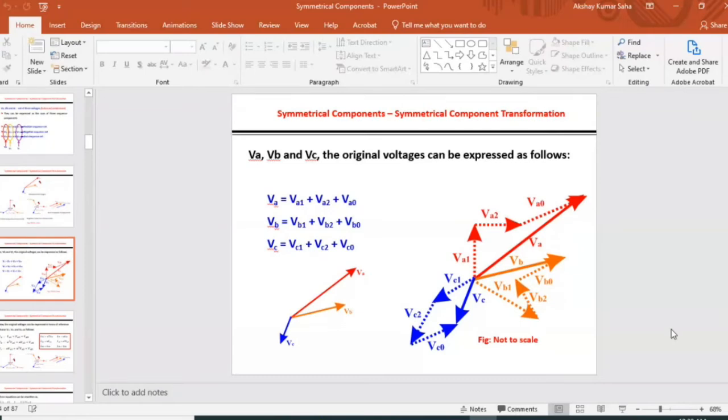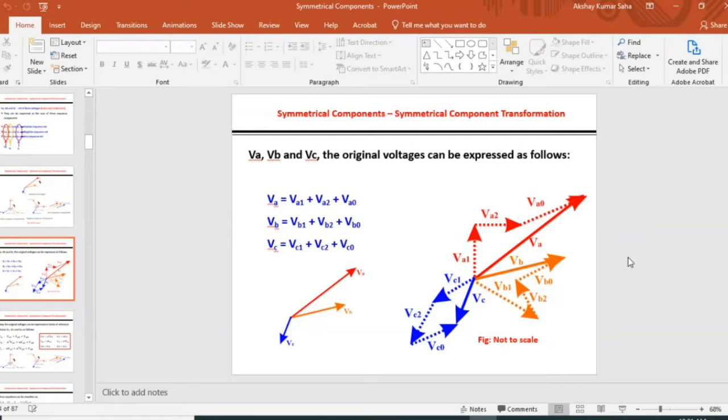Yesterday we started with a system with a generator connected to a load. Because of a fault on that power system, the system becomes unstable, and most importantly it becomes unbalanced. That unbalance is caused by the fault. It may be a single line to ground fault, a double line fault, or a double line to ground fault. Because of that, our calculation and analysis become very difficult.